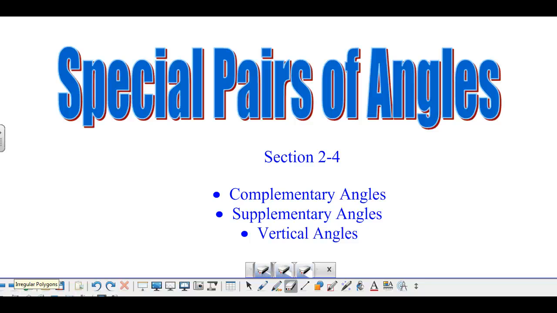For this lesson, we're going to focus on some vocabulary related to special pairs of angles. We're going to focus on complementary angles, supplementary angles, and vertical angles, and we'll be taking a look at a proof of the vertical angle theorem.